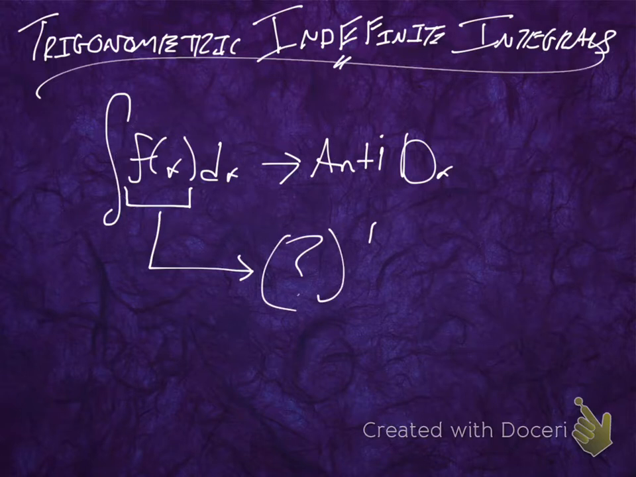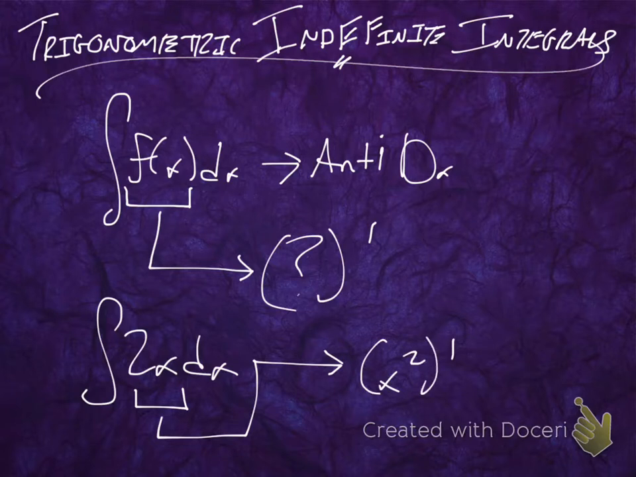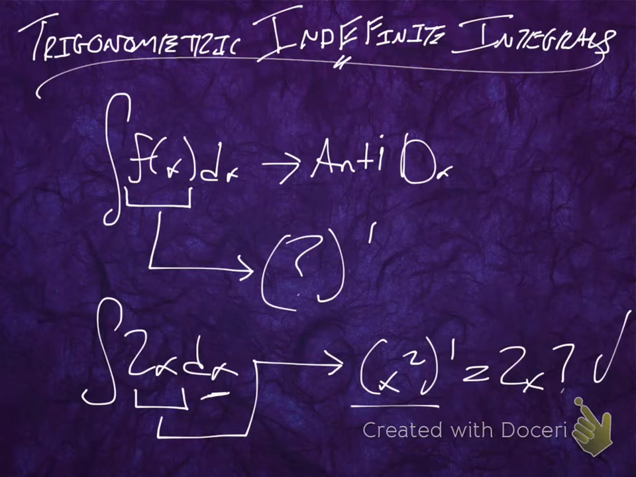So if this is 2x, then what prime equals 2x? Well, we know that x squared prime equals 2x. Is this correct? Yes, of course it is. So that is all we're talking about. What function, when I take its derivative with respect to this variable, dx, dy, dt, whatever, is going to give me the function within the integrand. That is all we're talking about when we talk about indefinite integrals.